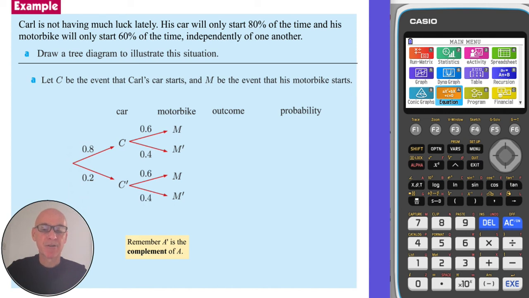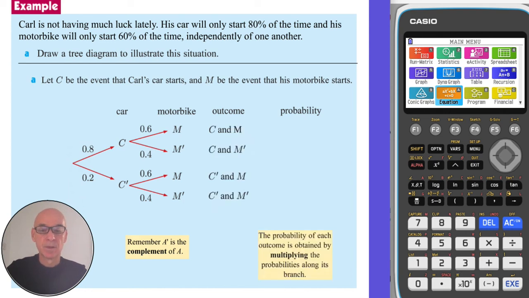Now the tree diagram is complete, we'll list the outcomes. As you can see, there are 4 outcomes. To obtain the probability of each outcome, we multiply along each branch. So for the first outcome, we multiply 0.8 by 0.6, and that will give us the outcome that both vehicles start. You can see the other results shown here.